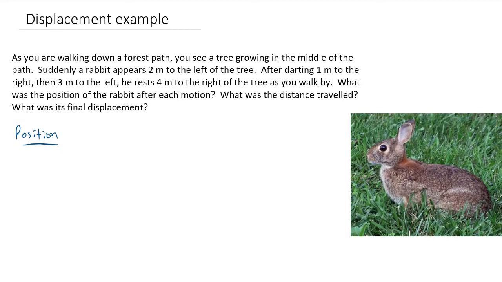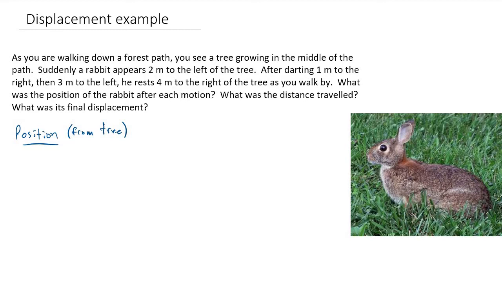Position, of course, needs a reference point. How far away from what? Remember, position is a vector, so it also is going to need a direction. So let's say that we are going to measure from the tree as our reference point. That way we can have a direction from the tree, and we can have a distance from the tree, which is going to be our position.